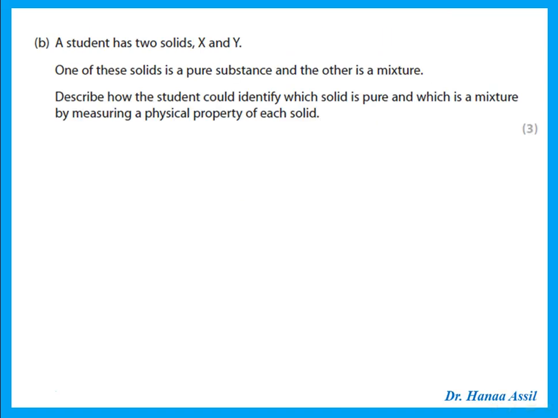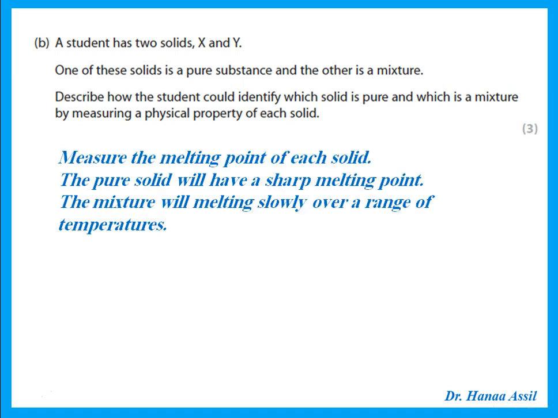A student has two solids, X and Y. One of these solids is a pure substance and the other is a mixture. Describe how the student could identify which solid is pure and which is a mixture by measuring a physical property of each solid. How do I know if a solid is pure or not? You should know that if I have a solid, I should measure the melting point. Now, if it is pure, it will have a sharp, specific melting point. If it is a mixture, or we say if it is impure, then it will melt slowly over a range of temperatures. There will be no sharp melting point if it is a mixture or if it has an impurity.